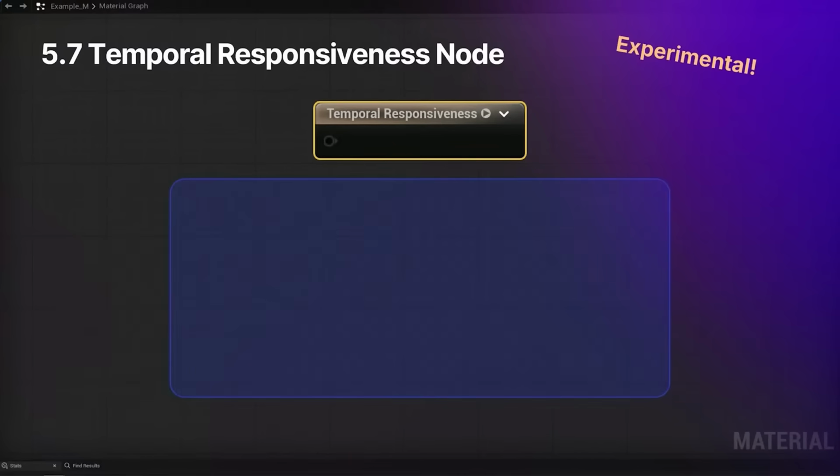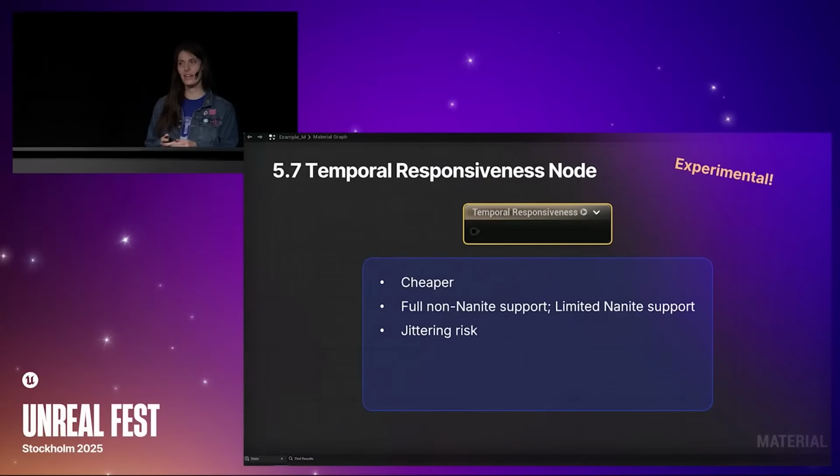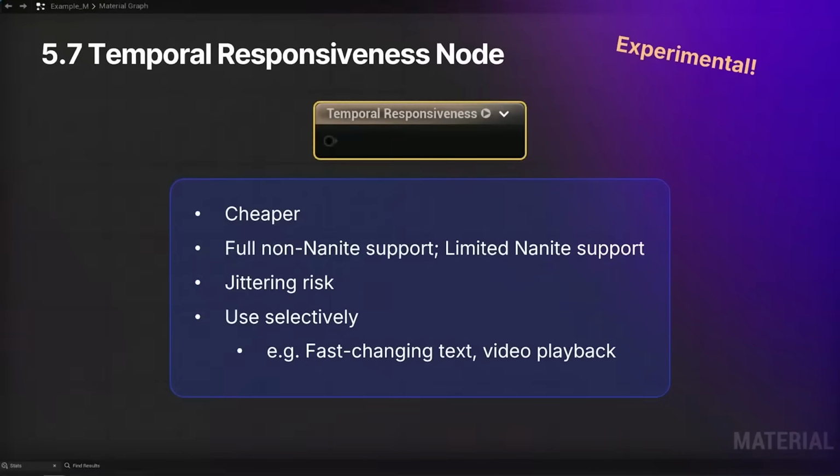A few final notes on the temporal responsiveness node. It is the cheaper of the 2 options. It has full non-Nanite support with limited Nanite support. One of the risks is that it can actually look a little jittery occasionally, depending on the use case. So we recommend using it selectively. And it's great for things like fast-changing text or video playing in a game.